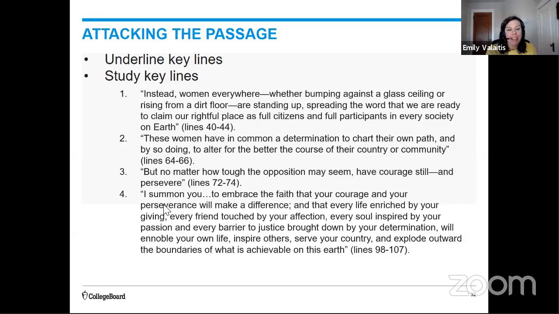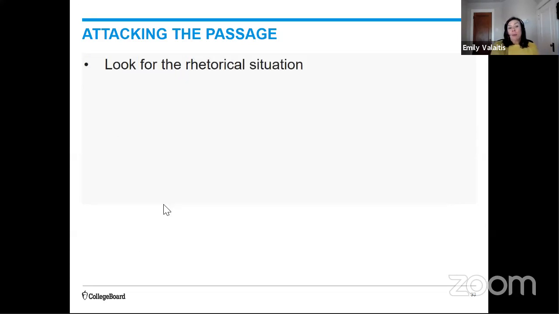I had to break it down and just use the ellipses, basically saying, trust that your perseverance is worth it. She says it will ennoble your own life, so it will dignify and empower you. And it will also inspire others, serve your country, and explode outward the boundaries of what is achievable on this earth. So that tells us a lot about the rhetorical situation.